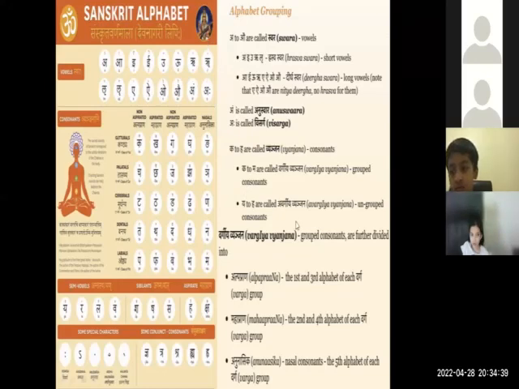Then you have the Chandra Bindu. You must remember the symbol of the alphabet Omkara, Pranava: you give a chandra bindu above the okara. Then the last one is the halant chinha. Halant means ending with a consonant, that means no swara is added at the end of that letter.